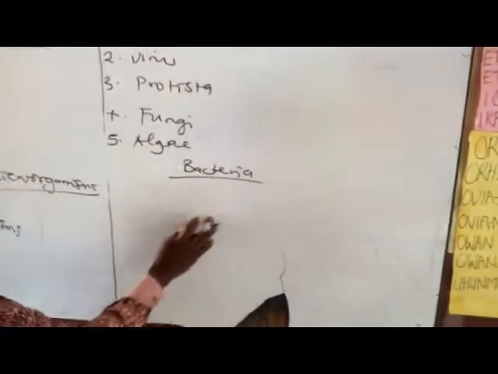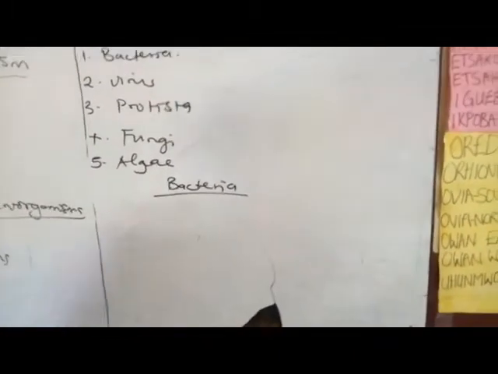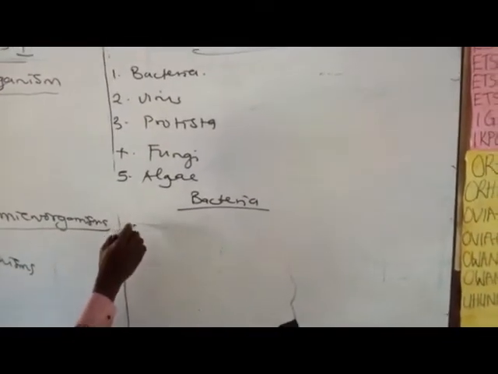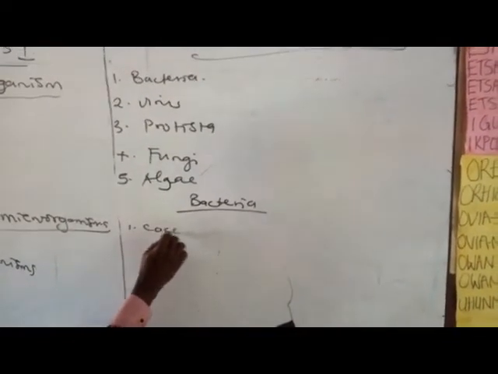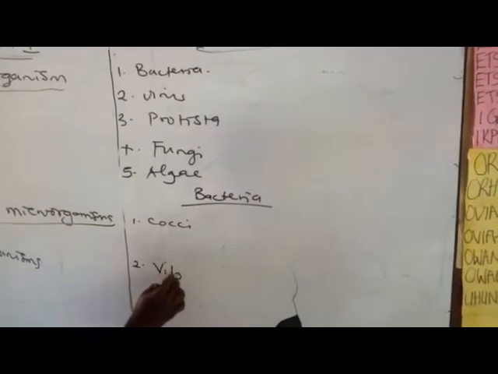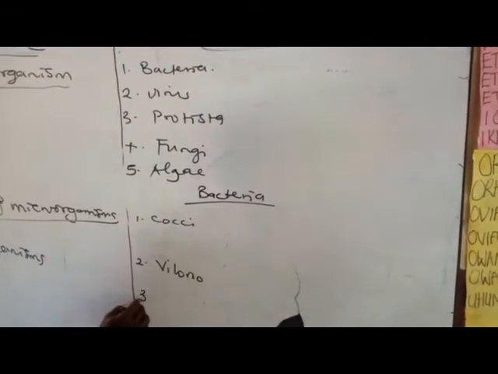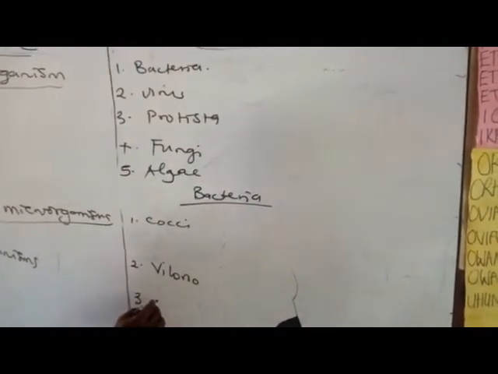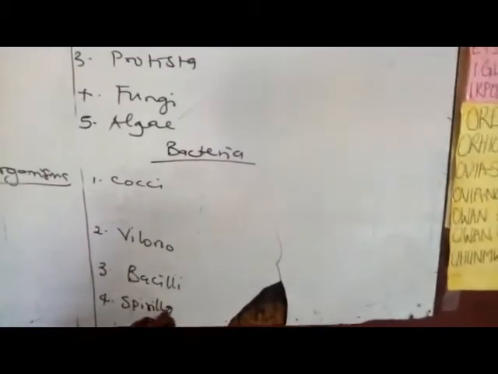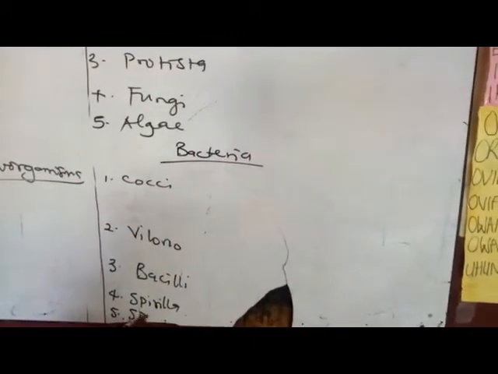Now, under bacteria, there are various ways we can classify bacteria. We can classify them based on their shape. We can also classify them based on the method by which they obtain their food. So, based on shape, we have various groups. Number 1 we call the cocci. We have another one that we call the vibrio. We have the bacilli. We have the spirillae, and we have the spirochaete.